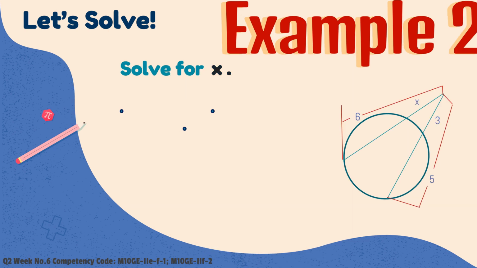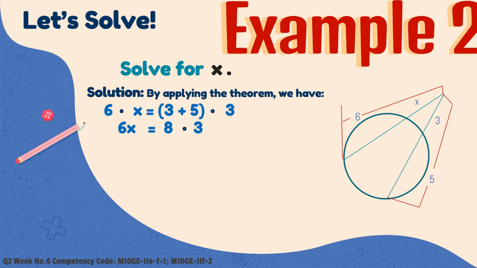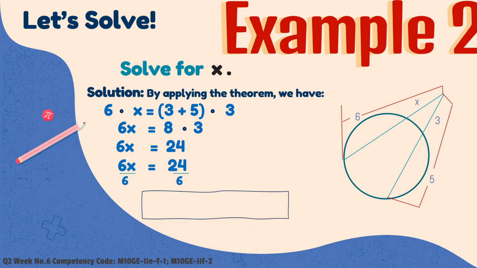Let us try another example. Solve for x. By applying the theorem, we have 6 times x is equal to 3 plus 5 times 3. 6x is equal to 8 times 3. 6x is equal to 24. Divide both sides of the equation by 6. Therefore, the value of x is equal to 4 units.